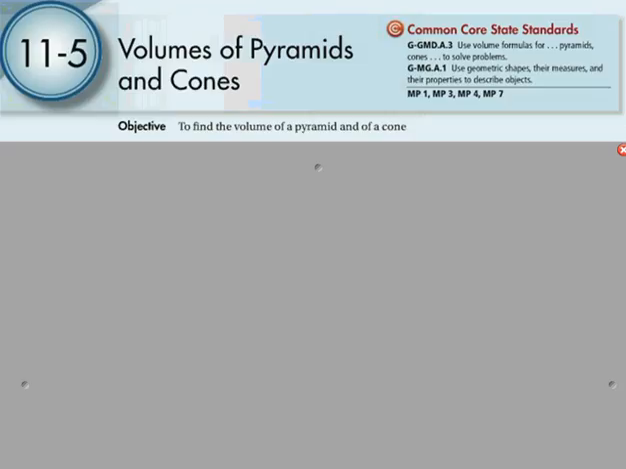All right, section 11.5, volume of pyramids and cones. You may recall last time we talked about volume of prisms and cylinders, where you really just find the area of the base and multiply it by the height. Depending on the shape, you might find the area of the base a different way. Today we're going to build off of that and find the volume.